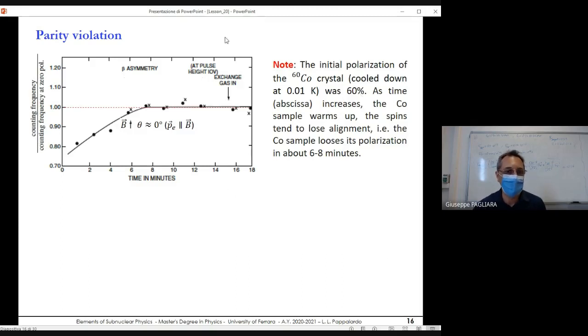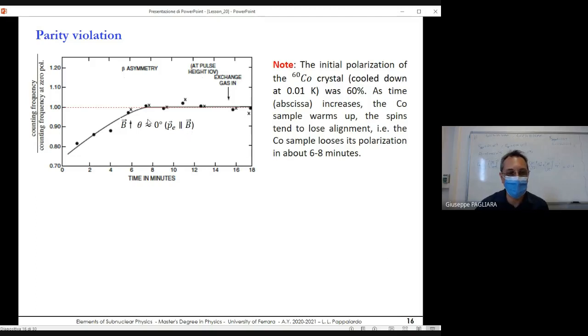So you see here the measurement. On the vertical axis, you see the counting frequency divided by the counting frequency at zero polarization. When the polarization was very high, so when the crystal was still very cool, they obtained something like 0.8. Then the crystal started to warm up, the polarization started to be lost, and at the end, after 8 minutes, there was no polarization anymore. So the important measurement is in this region here.